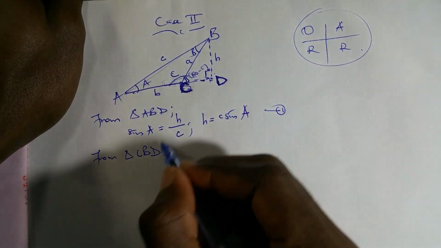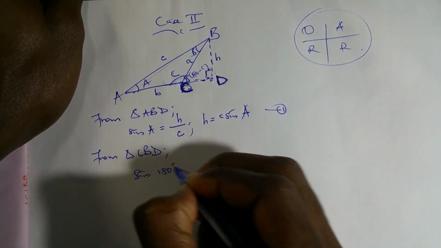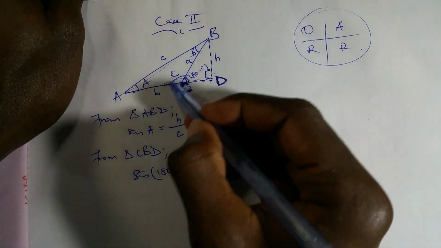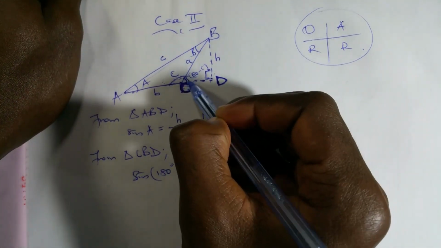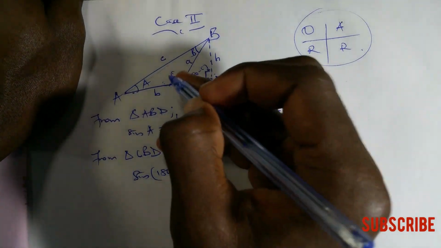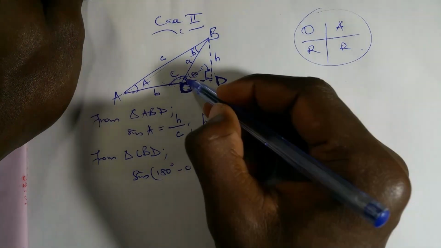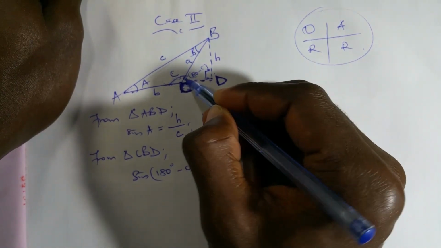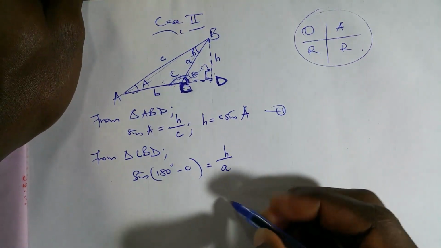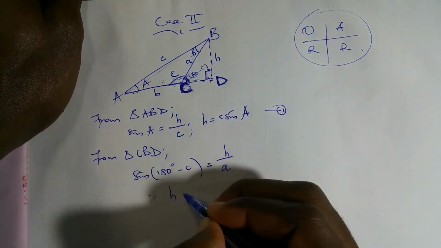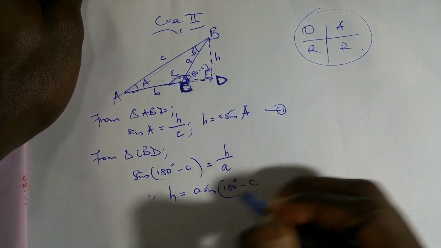So for us to get sine of that angle, sine of 180 degrees minus C, we can't use this one because there's no way we can relate this angle with this. It's outside, so we can't use it. We are going to use this acute one, which is less than 90 degrees. So we're going to have sine of 180 minus C. The side opposite to that angle is H, out of the hypotenuse, which is A. That implies our H is given by A sine of 180 degrees minus C.